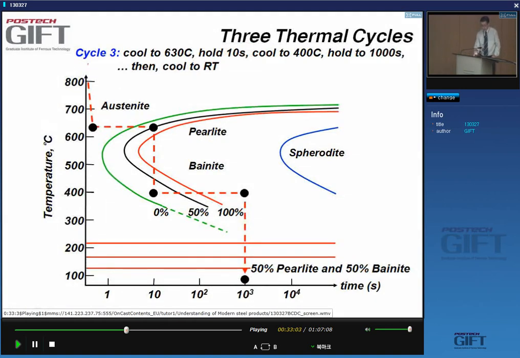Cycle 3, we now cool to 630, we hold 10 seconds there, we cool to 400 degrees C, hold 1,000 seconds, and then we cool to room temperature. What's the microstructure? So we go from austenite to 630, keep it there for 10 seconds. 10 seconds is here, so that means I will transform the structure to 50% pearlite, and the remaining 50% austenite is transformed when I cool to 400 degrees C and transform the remaining austenite to bainite.